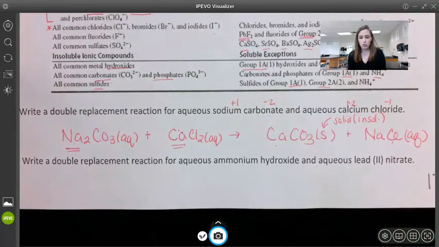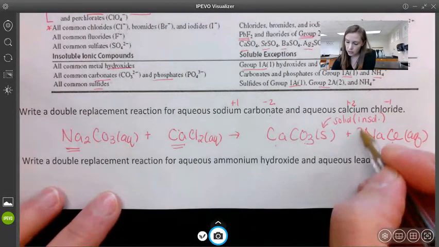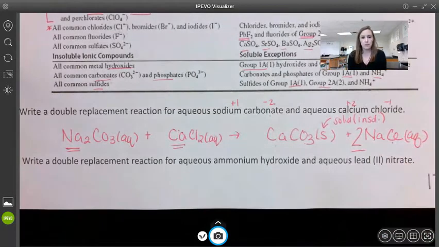Okay, you're going to get very comfortable with a lot of the common examples, so you'll be able to do that on your own. And then just to balance this out, we need to put a 2 in front of NaCl.